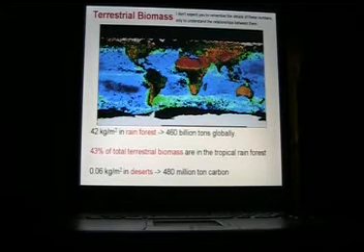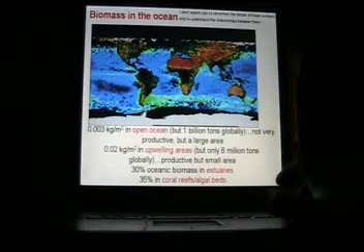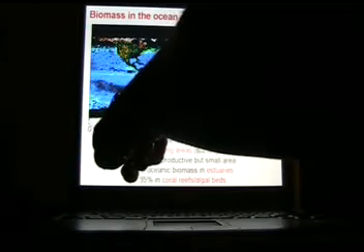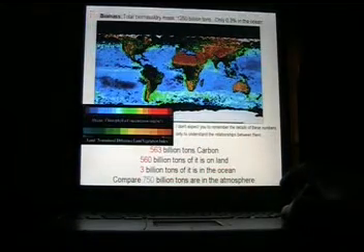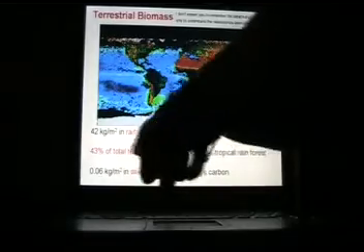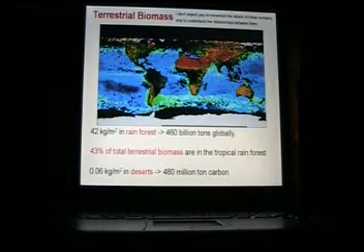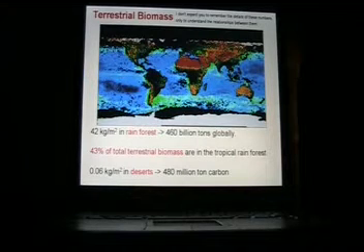Terrestrial biomass. Again, not the details of the numbers, but the relationships between them. Productivity in the rainforest, 42 kilograms for every meter squared. Ocean, 0.003 kilograms for every meter squared. That's a huge difference. Oops, sorry. We're back to terrestrial biomass. So 42 kilograms per meter squared in the rainforest. That is about 460 billion tons globally. 43% of the total terrestrial biomass is actually found in the tropical rainforest. So of all the terrestrial or land biomass on Earth, almost half of it is found in the tropical rainforest.